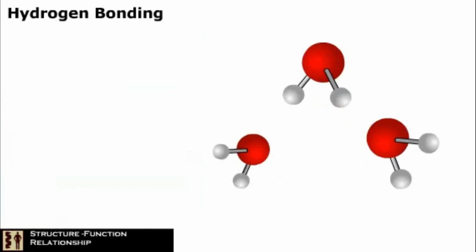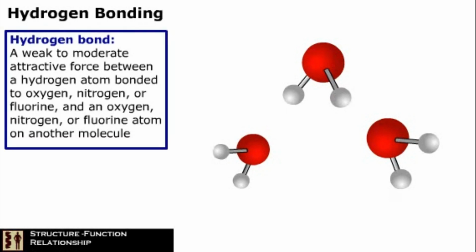The polar structure of water has important consequences for the interactions that occur between water molecules in biological systems. The most important interaction between water molecules is hydrogen bonding. Recall that a hydrogen bond is a weak to moderate attractive force between a hydrogen atom bonded to oxygen, nitrogen, or fluorine and an oxygen, nitrogen, or fluorine atom on another molecule. Hydrogen bonds are usually represented by dotted lines. A hydrogen atom, at the partially positive end of the molecule, interacts with the partially negative oxygen atom on another water molecule.